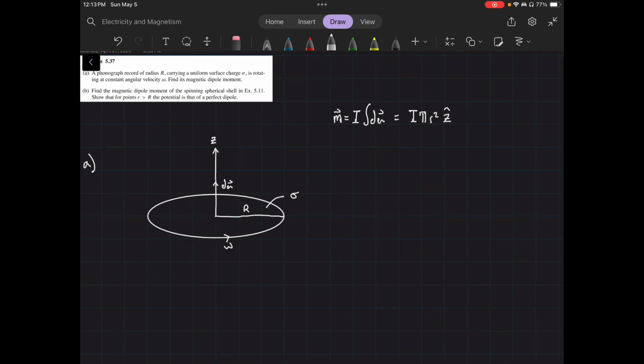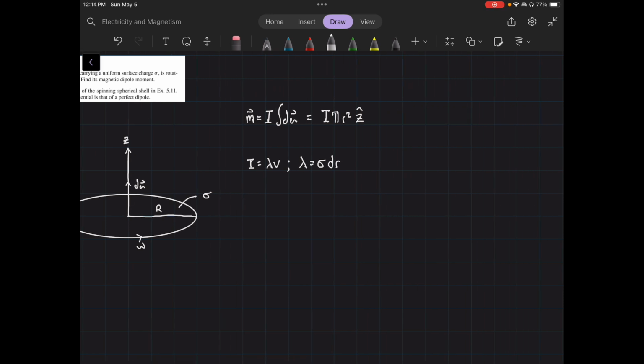So now what we need to do is find the current I in terms of little r. We know that the current is equal to the linear charge density times the velocity. However, we don't have a linear charge density, we have a surface charge density. But we know that the linear charge density is just equal to the surface charge density times some element of length, dr.